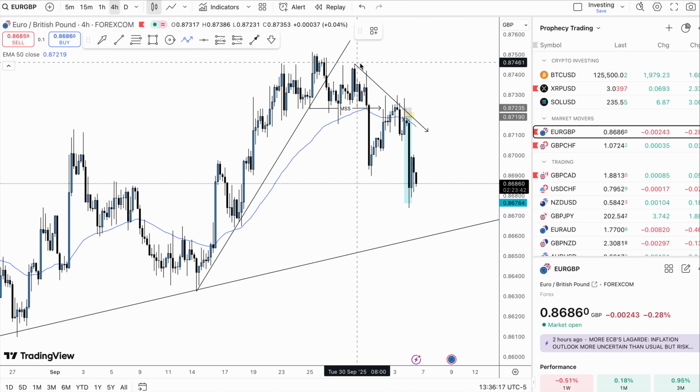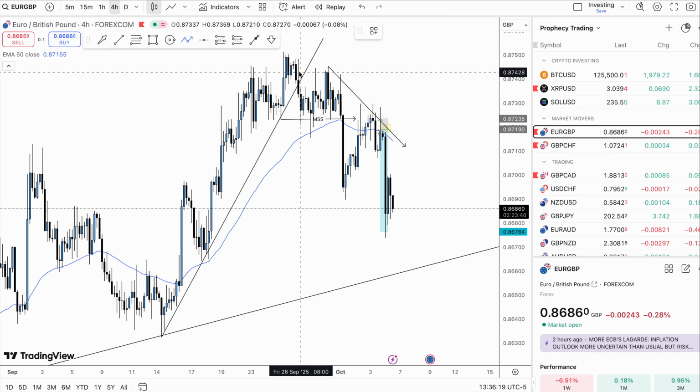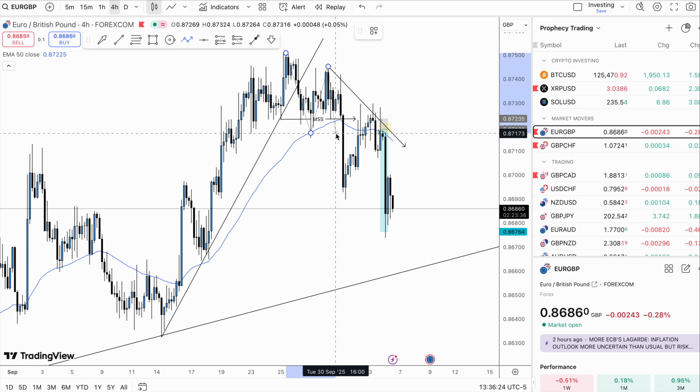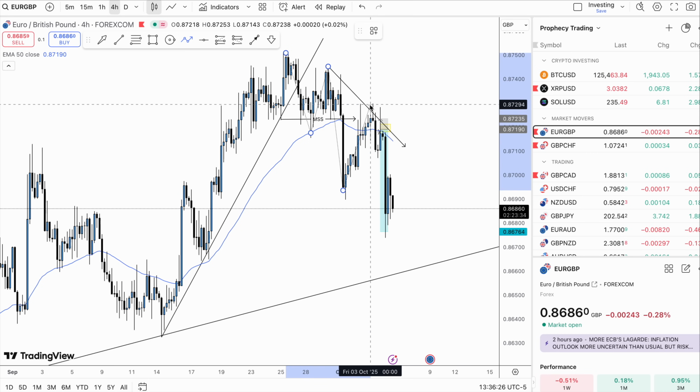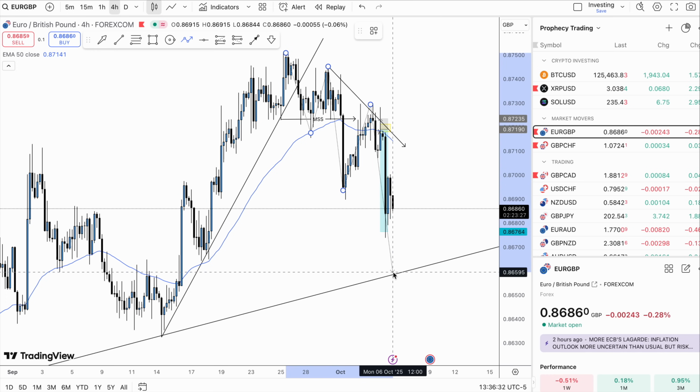We also had some decent market structure being created here. We had this low, this lower high, this lower low, this lower high, prompting us for a potential lower low. And essentially, even targeting this all the way down to the trend line on the larger time frame, which I will get to next.